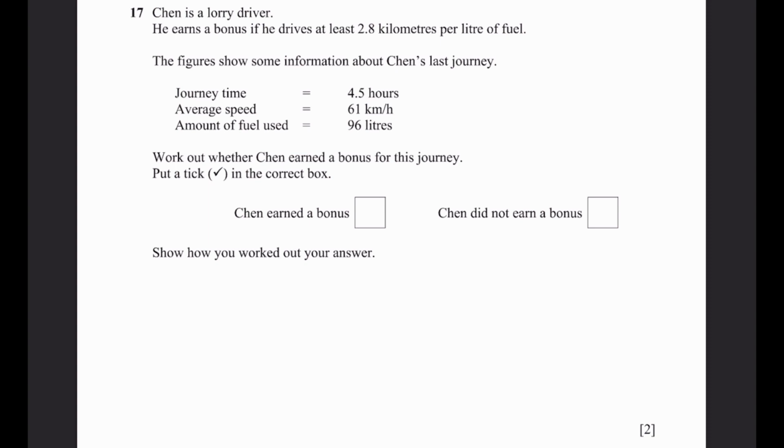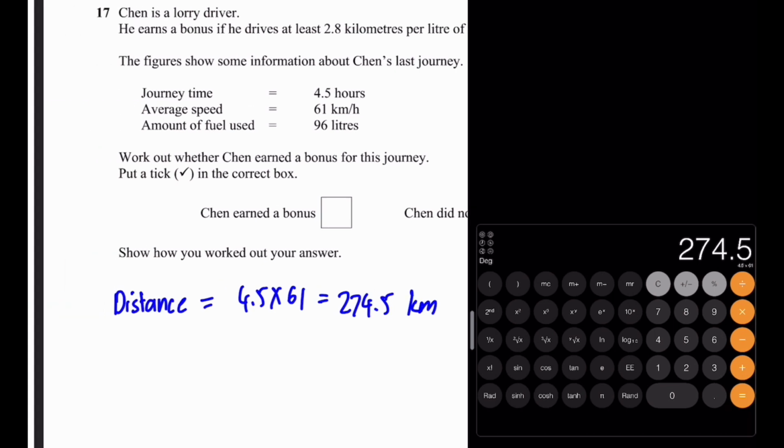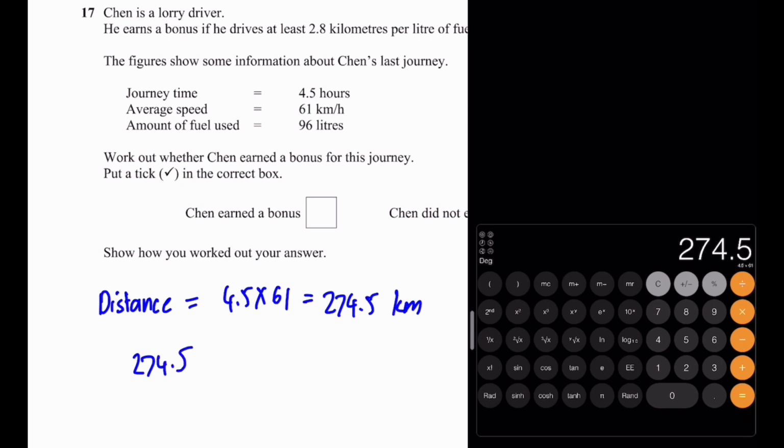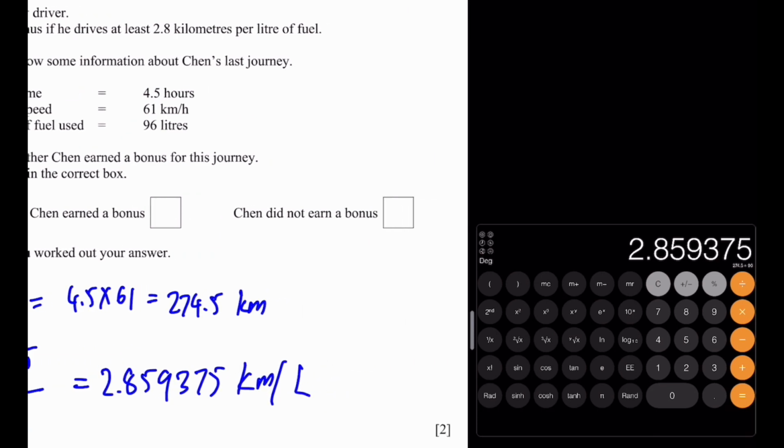Let's work it out first. Journey time is 4.5 hours and average speed 61 kilometers per hour. So distance traveled is equal to 4.5 times 61. When we use a calculator, we will get 274.5 kilometers. And then 274.5 divided by 96. When we do that, it's 2.859375 kilometers per liter. And that means Chen earned a bonus.